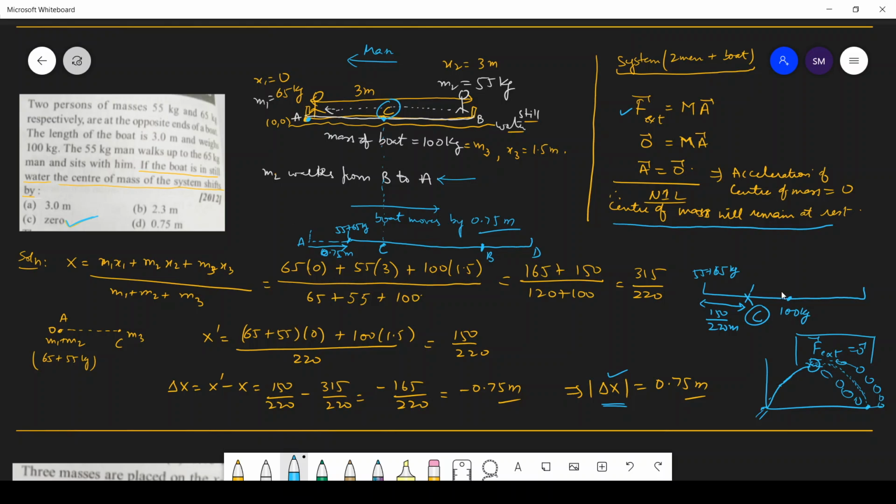But here, the center of mass will remain at this point, but the boat will shift towards the right. Initially this point C from A was at a distance of 315 by 200 meters. Now from 65 kg, this is at a distance of 150 upon 220 meters. So C is at the same point. The boat has shifted by this distance.